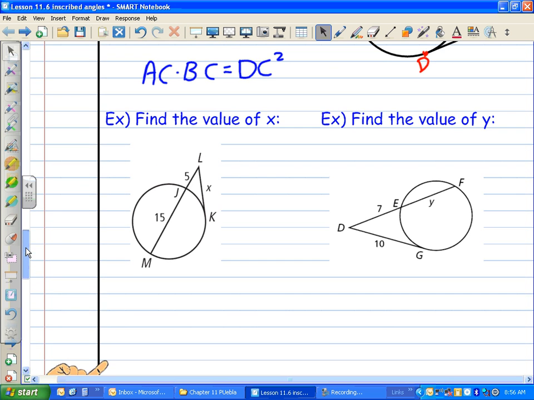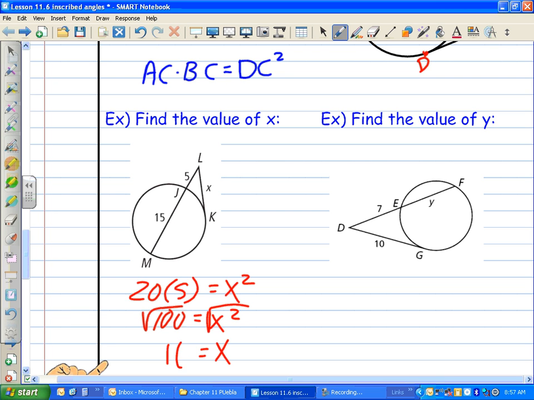Okay, so I'm going to use that. Let's see. The whole is 20 times the outside is 5 equals x squared. It is the square root of x equals.